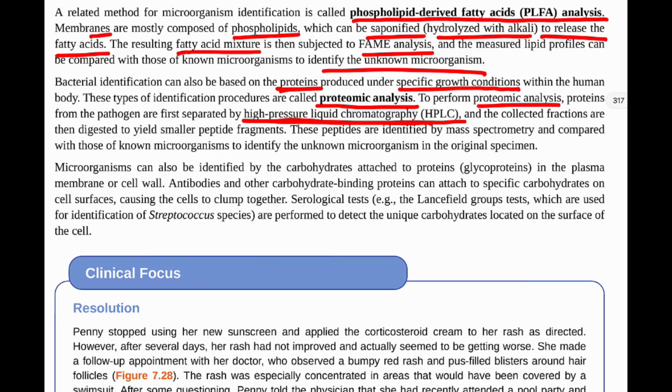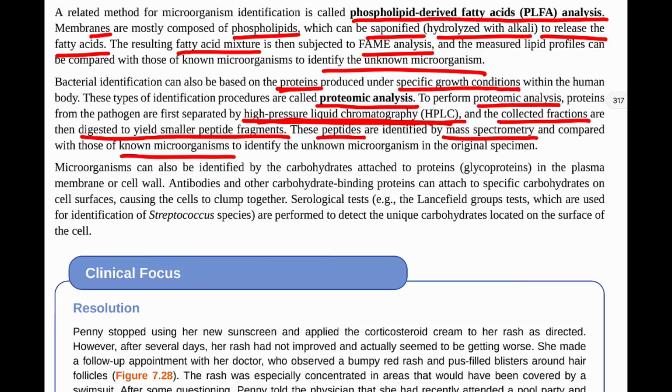But the proteomic analysis is going to use this to separate out the proteins, and then they will collect the fractions, which are the pieces of proteins in solution. Then they digest them to make smaller peptide fragments. Then these smaller fragments are identified by mass spectrometry and then compared with known microorganisms. So in a very similar way to the other ones, it's just that then we're using the proteins versus using the lipids. And then lastly, microorganisms can be identified by the carbohydrates.